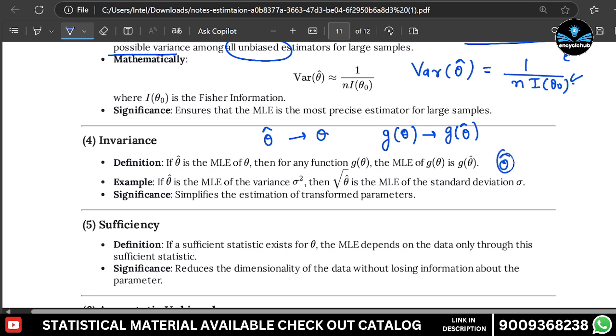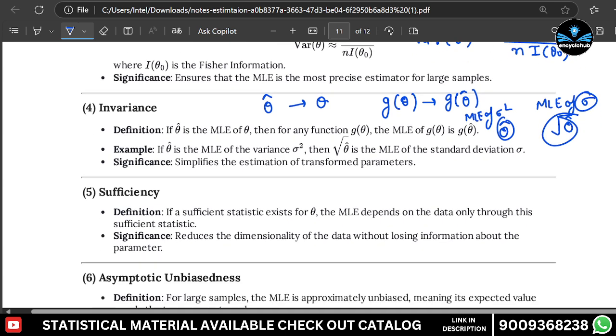Theta cap is the MLE of sigma square, right? So the square root of theta cap will be the MLE of sigma. This is the property of invariance. It simplifies the estimation of transformed parameters, so we can transform the parameters accordingly.